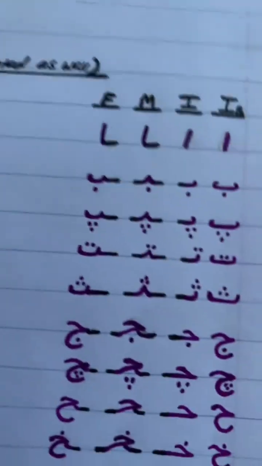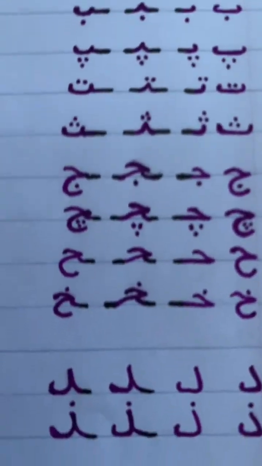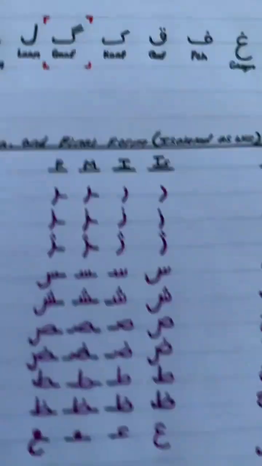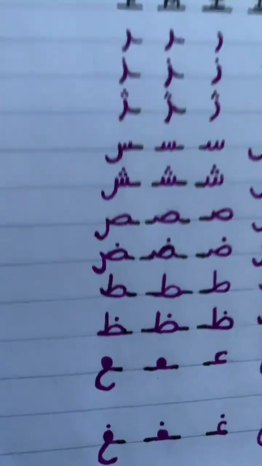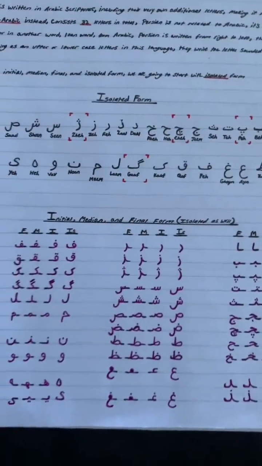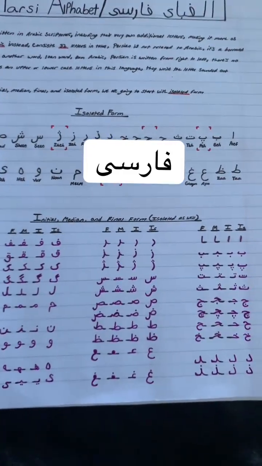And then as well as medial, which is more in the middle of a sentence or a word, like one of these. And also a final form, when the word ends with a letter like this. For instance, we're going to use Farsi as an example.